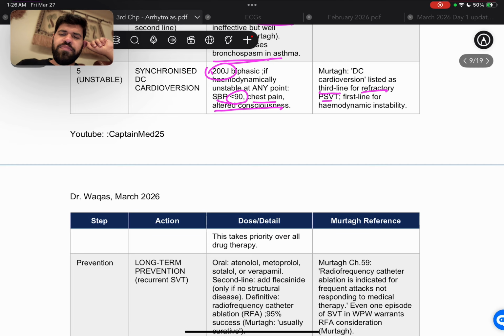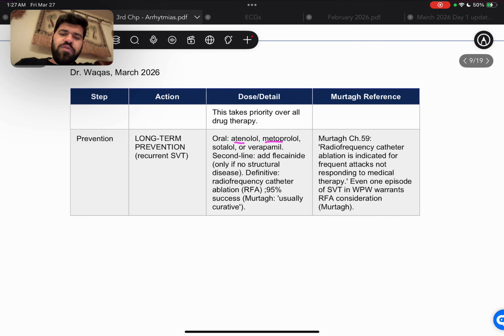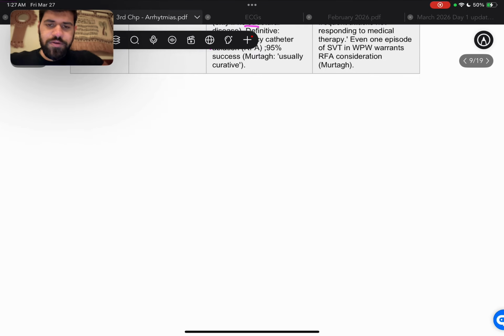And then long-term prevention to prevent recurrence of SVT. We have beta blockers: atenolol, metoprolol, sotalol, and/or verapamil. Second line, we add flecainide only if no structural disease, and definitive would be radiofrequency catheter ablation. It has a 95% success rate.